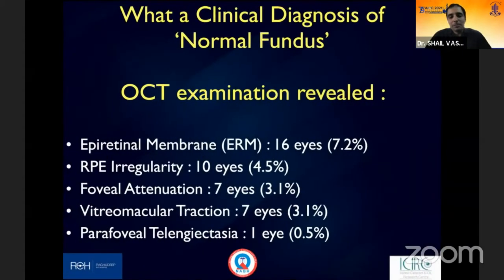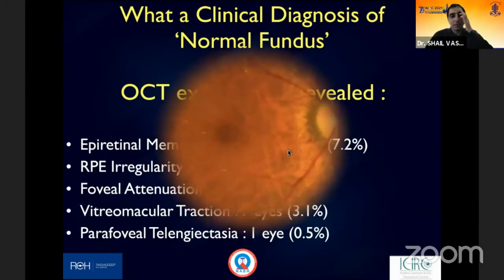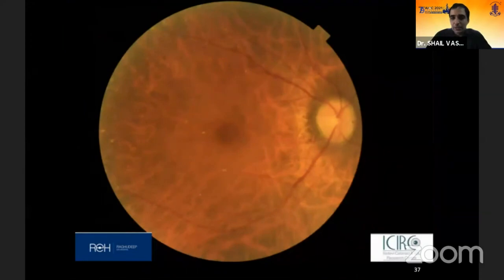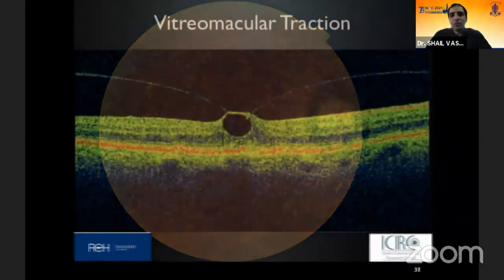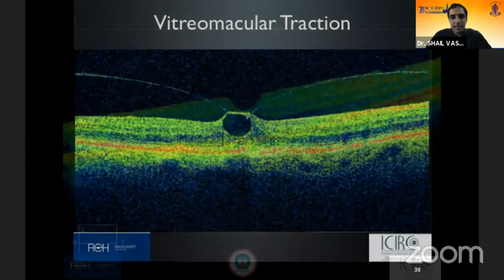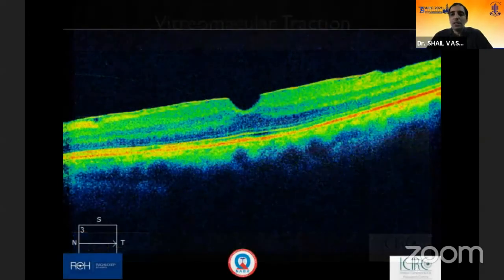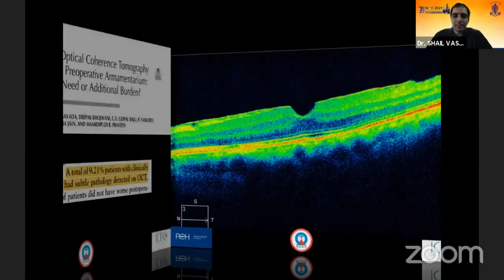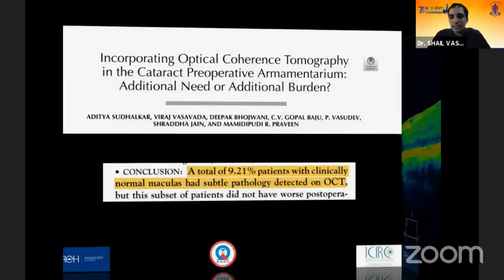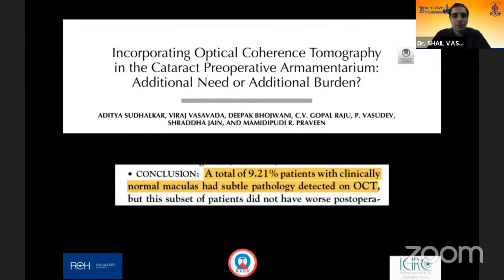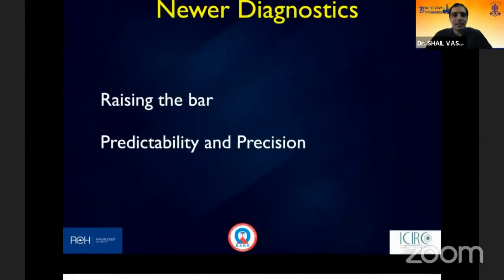And the most common pathologies that were found were ERM, RPE irregularities, and then foveal atrophy, vitreomacular traction, and so forth. Another clinical example of a seemingly normal looking fundus but had vitreomacular traction or a lamellar macular hole on OCT examination. And this is from the article that we published regarding the role of OCT and subtle pathologies detected on OCT when screened clinically by all cataract and retinal surgeons.